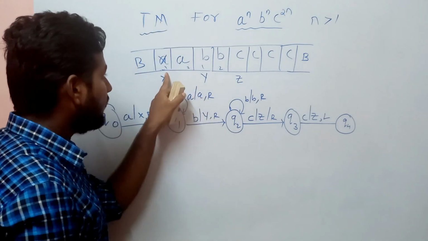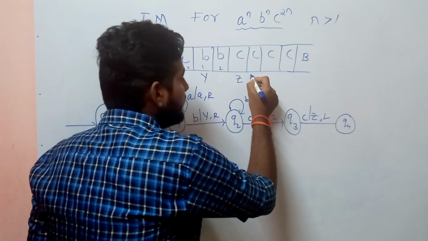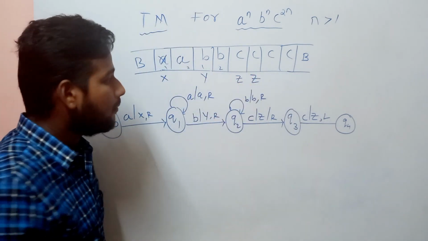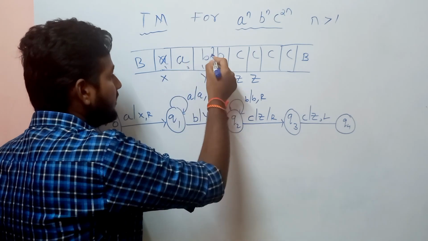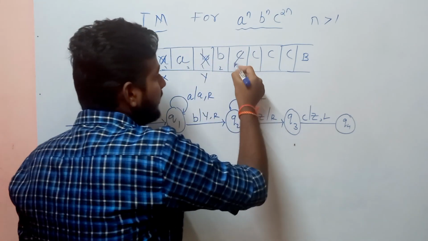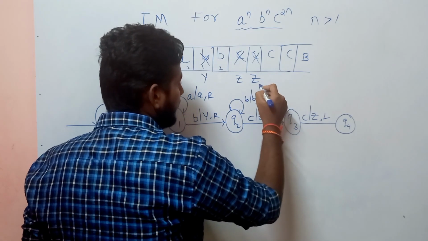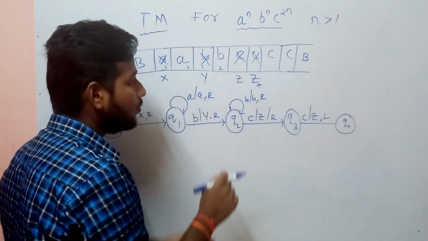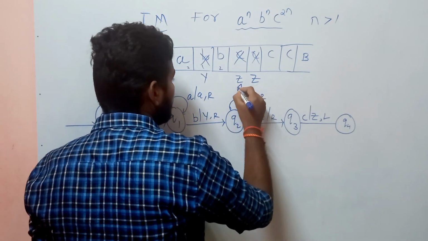That means for one A and one B, we make two C's as Z. That is 1:1:2, and by this the string is accepted. We make this A as X, this B as Y, and these two C's as Z. Now the pointer is here. After making this C as Z, the pointer moves to the left.